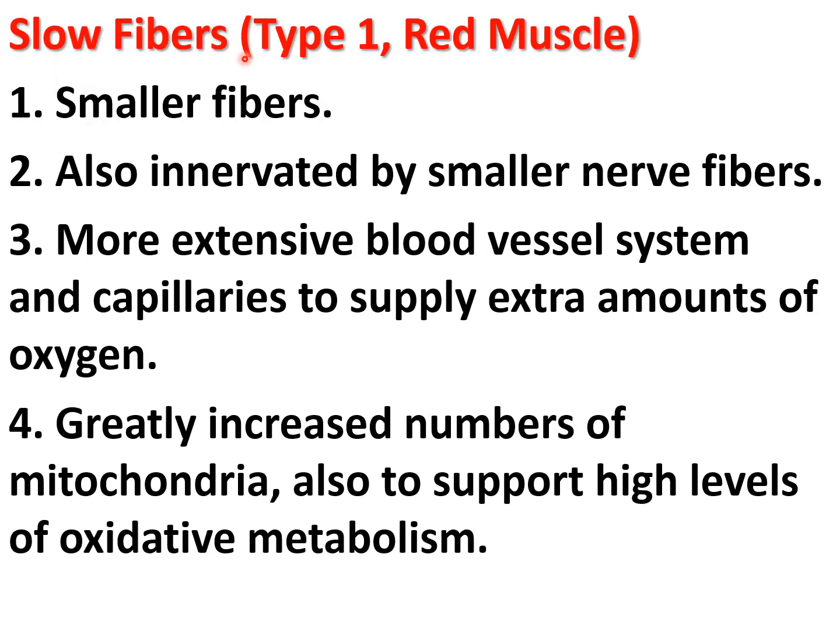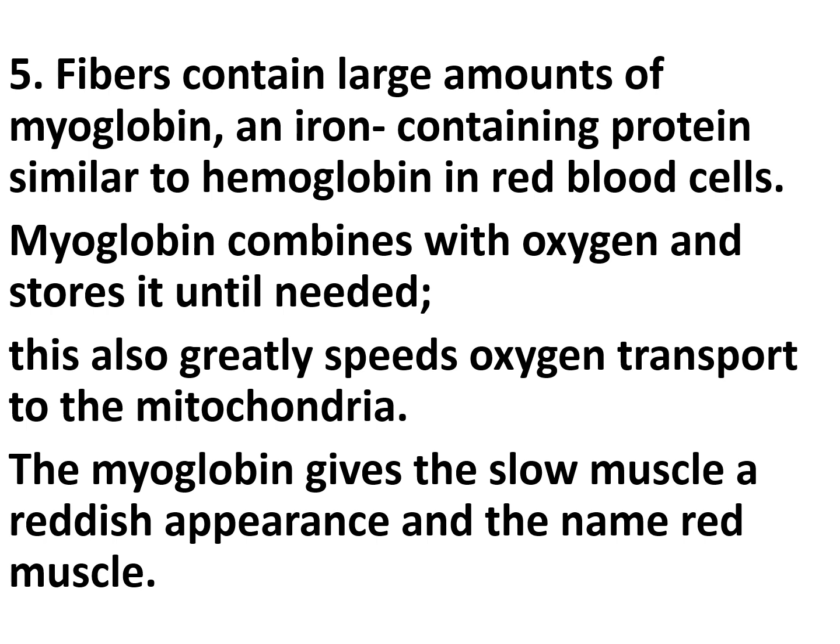So slow fiber, that is type 1, and red muscle. These are small fibers and are also innervated by small nerve fibers. They have a more extensive blood vessel system and capillaries to supply an extra amount of oxygen, and a greatly increased number of mitochondria to support high levels of oxidative metabolism.